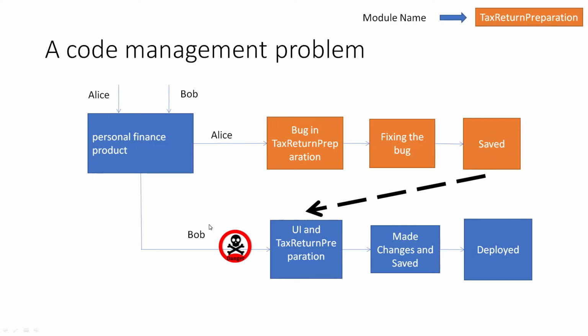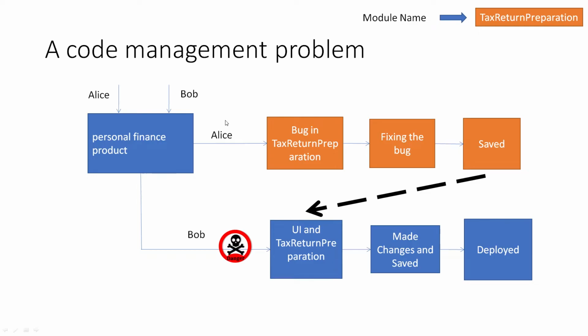But Bob, what he has to do, he has to take this file. But the problem is that Bob has taken the old file. That is why I put danger here. Actually, Bob has to take this saved file, right? So this is the problem, a code management problem, right?